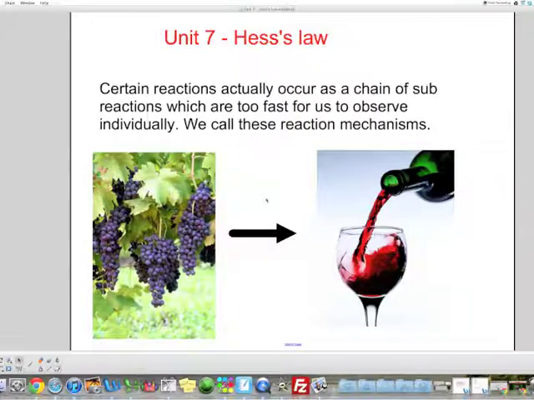Now, Hess's law will sometimes talk about processes like this one that are very, very slow or very long, and sometimes it's going to be processes that are too fast for us to really observe. It appears as if the process is done in one step, for example, an explosion, but in reality, it's a chain of reactions that cause what we actually observe as one step. So that's what Hess's law is all about. It's the study of those mechanisms.